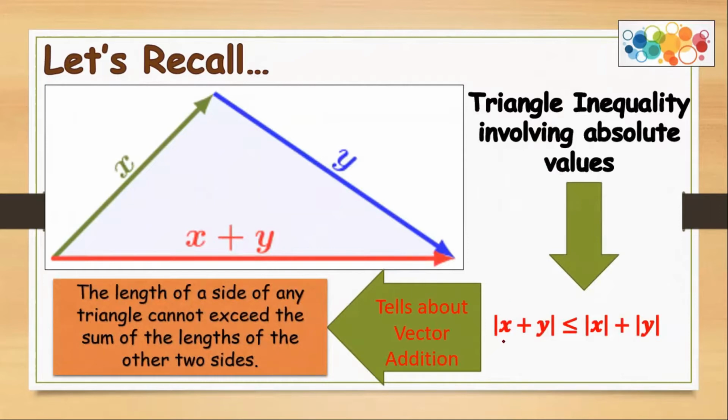It is the absolute value of x plus y is less than or equal to the absolute value of x plus the absolute value of y. And this also tells about the vector addition, which states that the length of a side of any triangle cannot exceed the sum of the lengths of the other two sides, or else we cannot form a triangle.